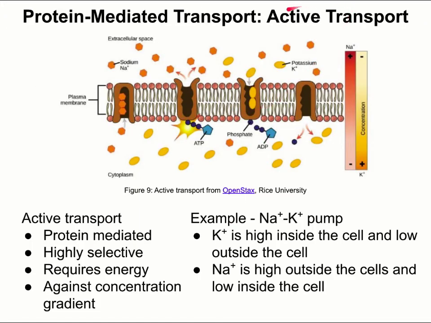As an example of active transport, we'll use the sodium-potassium pump. This diagram is a little confusing, so let me walk you through it. It shows active transport of two different ions, sodium and potassium. Note first that sodium, the orange hexagons, is high outside the cell and low inside the cell, and potassium is just the opposite, high inside the cell and low outside.